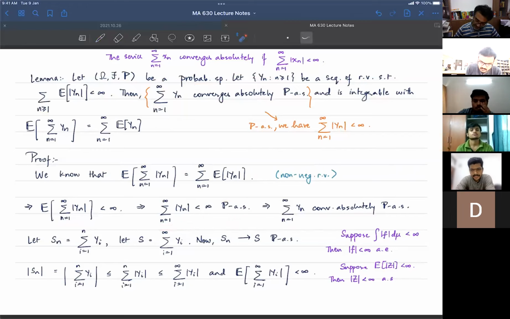Right, so what is that saying? That is saying that the sum n going from 1 to infinity of yn converges absolutely p almost surely. Right, and again, that was part of what we were trying to show. The sum n going from 1 to infinity of yn converges absolutely p almost surely. All right, now we still have to do the second part having to do with integrability.